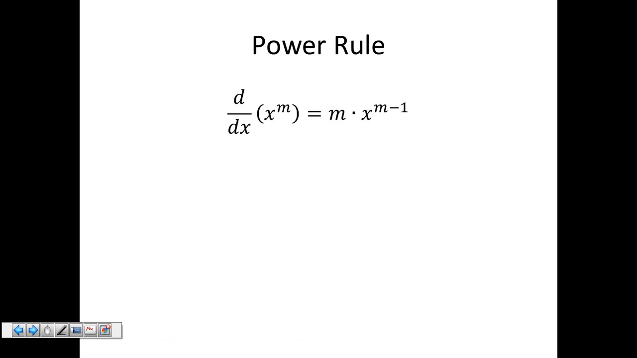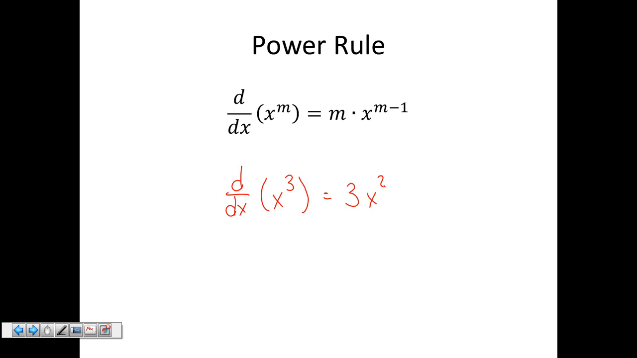The power rule tells us that in order to take the derivative of an x squared, an x cubed, an x to the fourth, an x to the 22nd, doesn't matter what that power is, we move that power down in front. It becomes a product, and we reduce the power by 1. So just to throw up a simple example, if I want to take the derivative of x cubed, I'm going to bring that 3 down in front, and I'm going to reduce my power by 1.